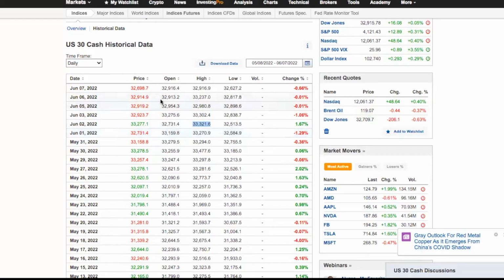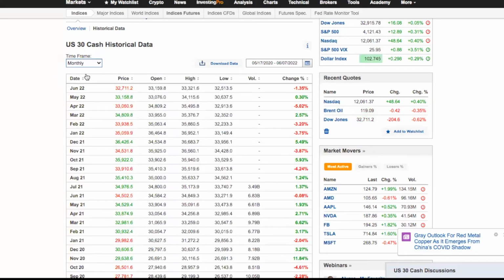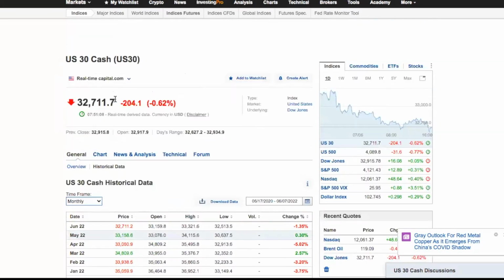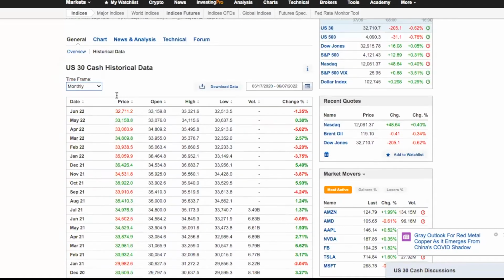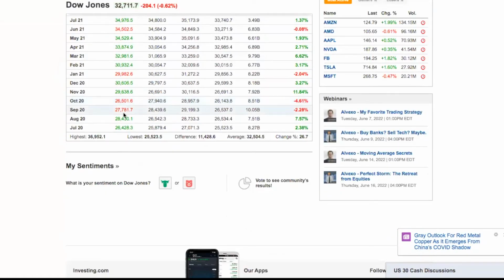We will also check, for newcomers who don't know about these indices, the time frame here. On the time frame, we will check how this market has performed on a monthly basis. Let's start from the year 2020. In July 2020, the highest price was 27,000 and the lowest was 25,000. This was during COVID time. So in one month, the market moved down roughly 1,500 points.